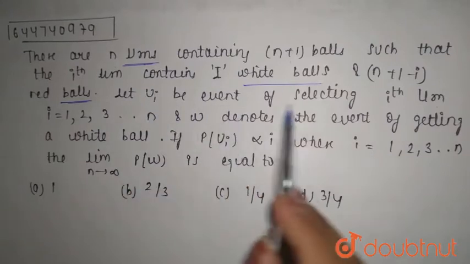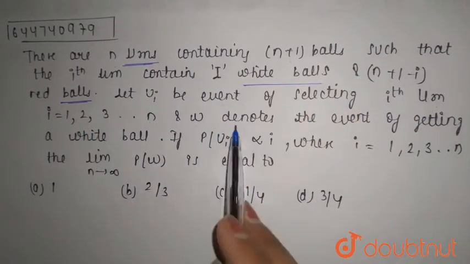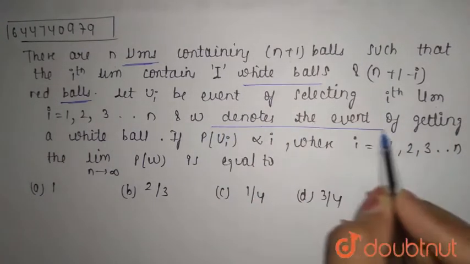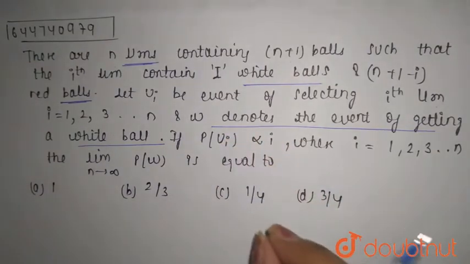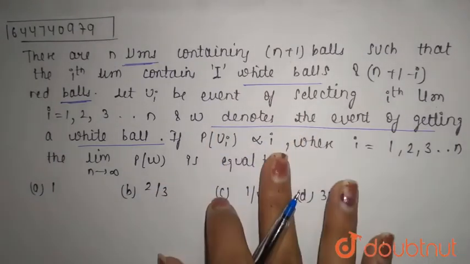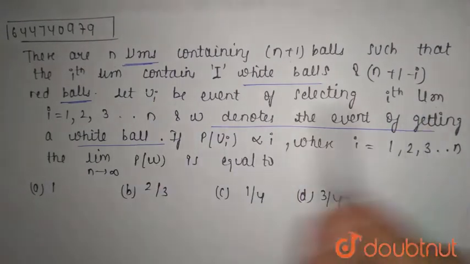Let Ui be the event of selecting the ith urn, i equals 1, 2, 3 up to n, and W denotes the event of getting a white ball. So in this question, the easiest thing is that we do not have to assume what is W, what is E, and what is S. We are just given that W denotes this, Ui denotes this, etc.